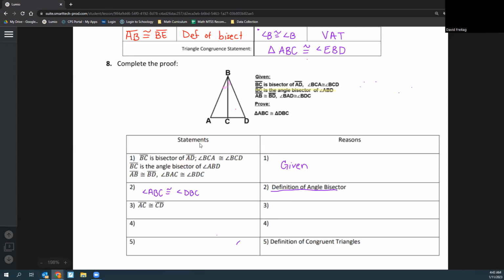So now I'm given that this angle is the same as that. I'm also given that BCA is the same as BCD. I'm also given that BAD is the same as BDC. So with that one angle on number 2, I'm able to say all three angles are the same.